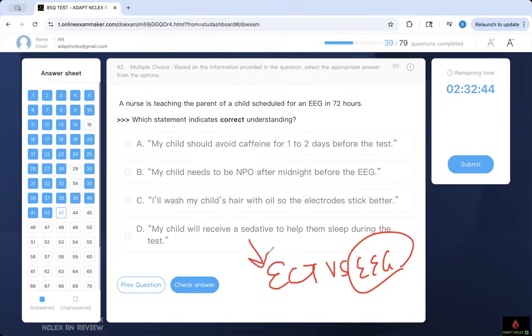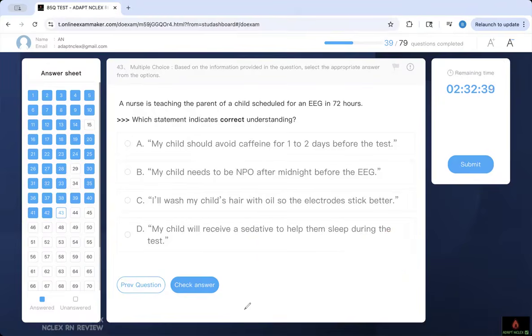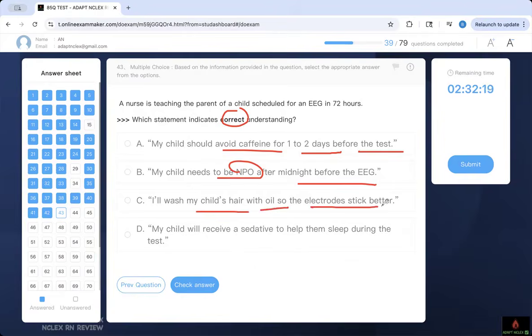ECT, we use it for depression, where we stimulate seizures to help with your depression. Therefore, which one indicates correct understanding of the procedure? My child should avoid caffeine for 1 to 2 days before the test. My child needs to be NPO after midnight before the EEG. I will wash my child's hair with oil so that the electrodes stick better. My child will receive a sedative to help them sleep during the procedure.